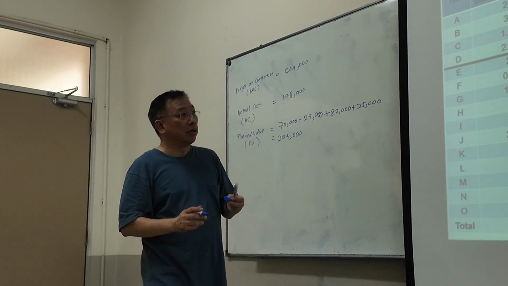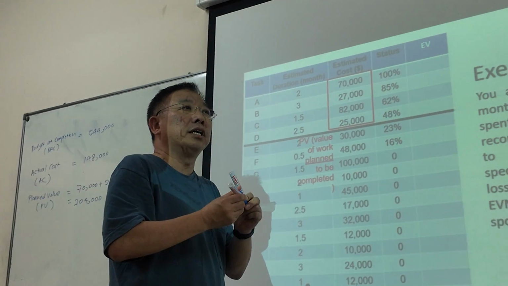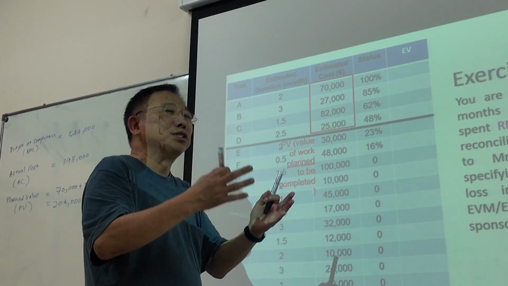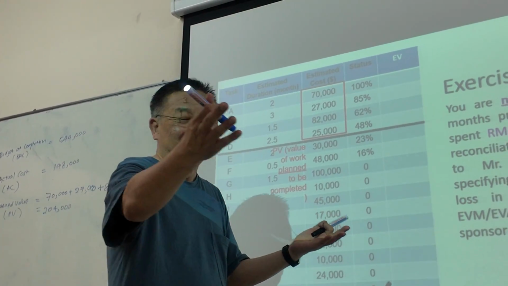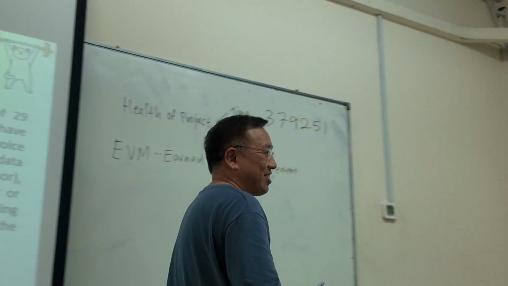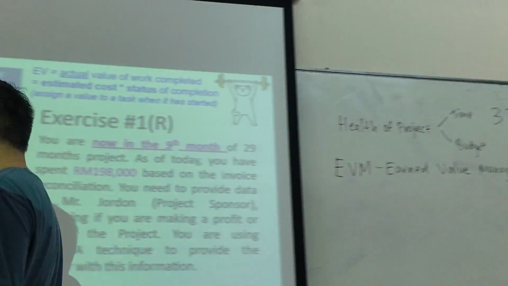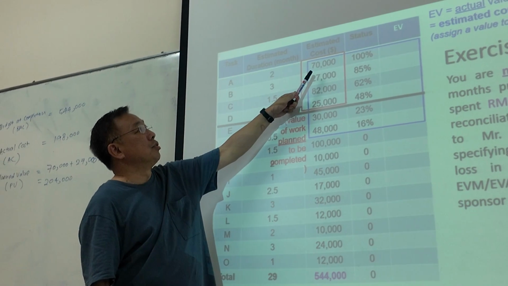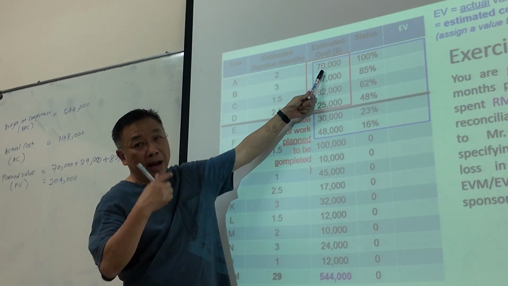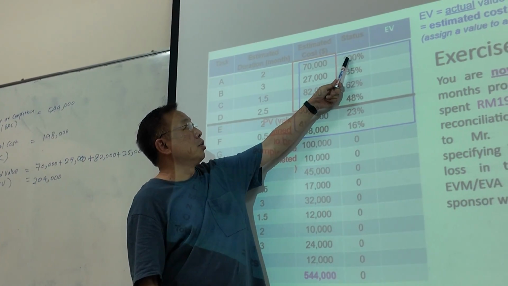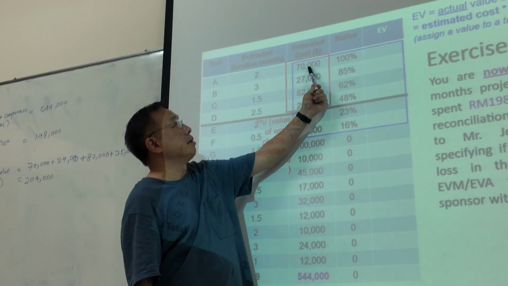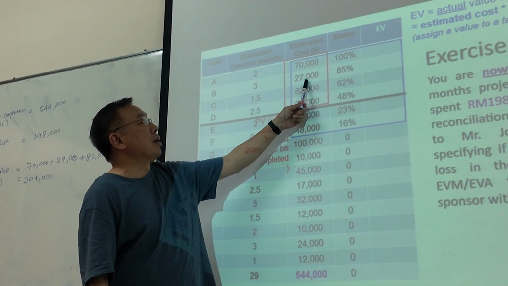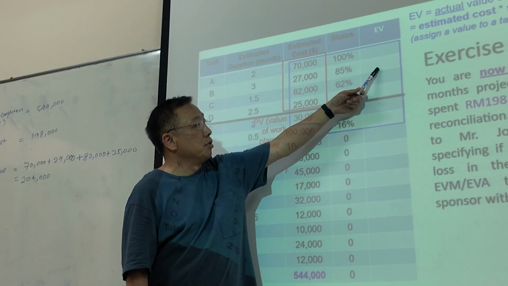What's your earned value? Earned value is what you have actually earned because you've completed the work. That's why it's called earned. And how do you calculate earned value? The way to calculate it, fill in this column, is to take the 70,000 you plan to spend versus the status. This one you completed 100%, so 100% of 70,000 is 70,000. This one is 27,000 times 85%, you get this value here.